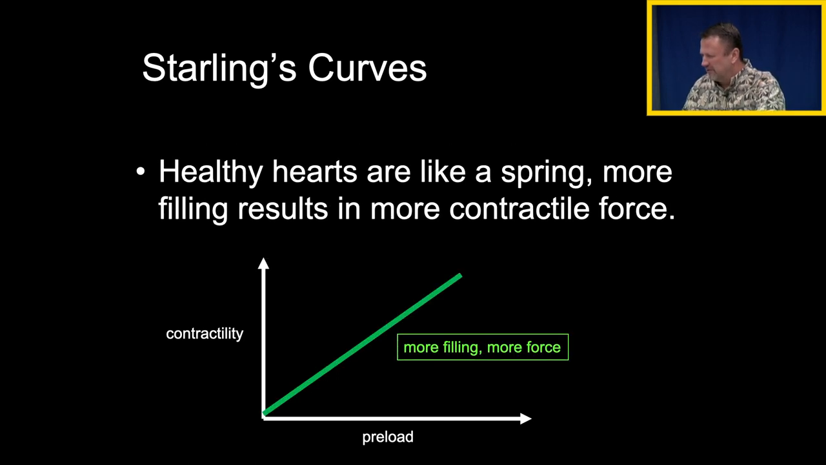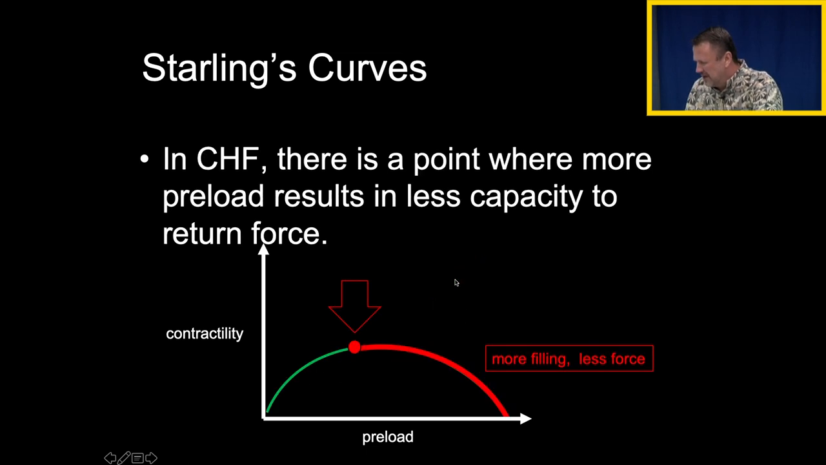So I showed you the curve before. This is the green part of the curve where more filling results in more force. However, people can have congestive heart failure, and that's important to remember: there is a part of the Starling curve where more filling results in more force. However, they get to a point where more filling does not result in more force. More filling results in less force. And this is our problem with congestive heart failure.